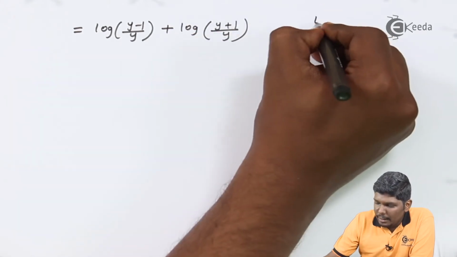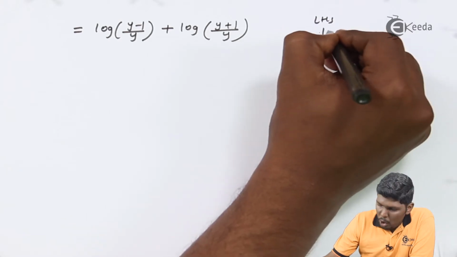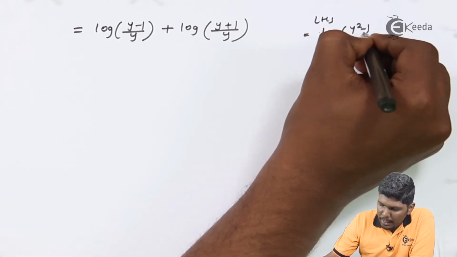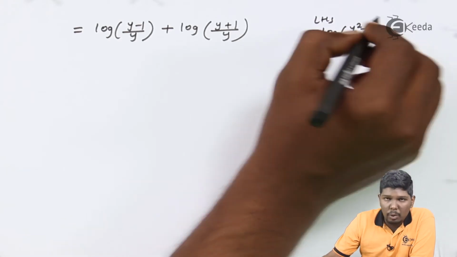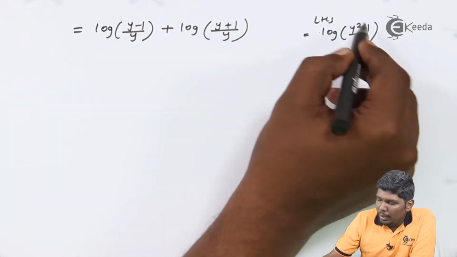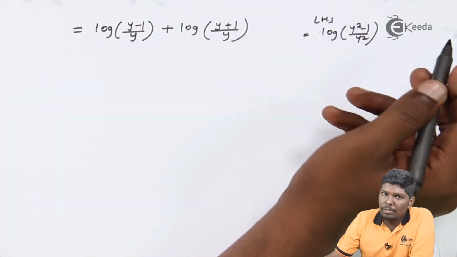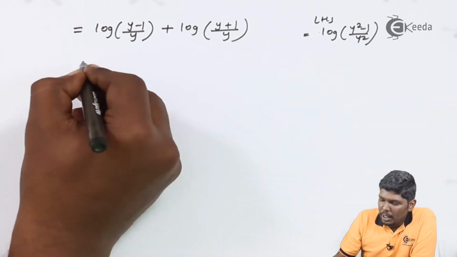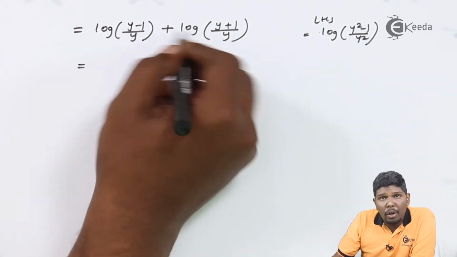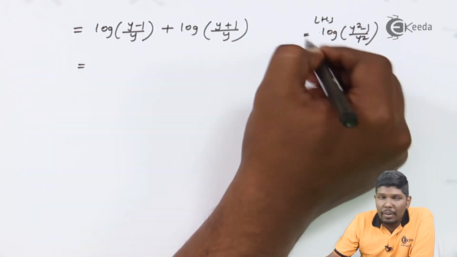And in LHS, we have log of (y square minus 1) upon y square. So after solving this part, we need to get this term. Then only LHS will be equal to RHS. So we have two different logs on RHS and on LHS we have only one single log.